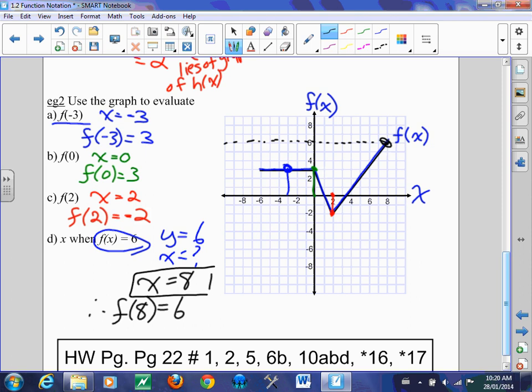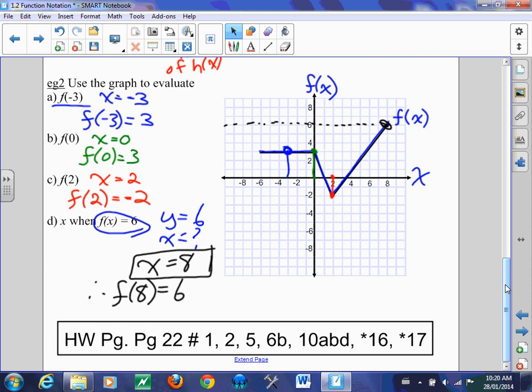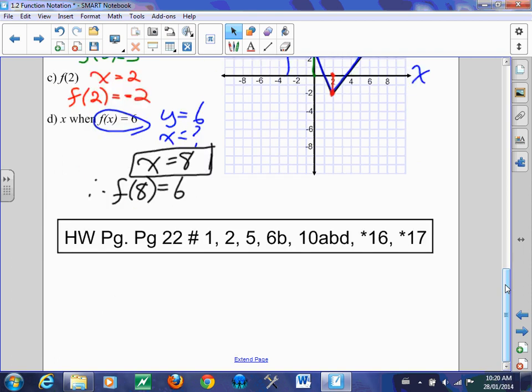All right? Well, there is our first lesson on function notation, and we'll be using functions for this whole course because guess what? Our course title is called Functions. We'll be doing this a lot.